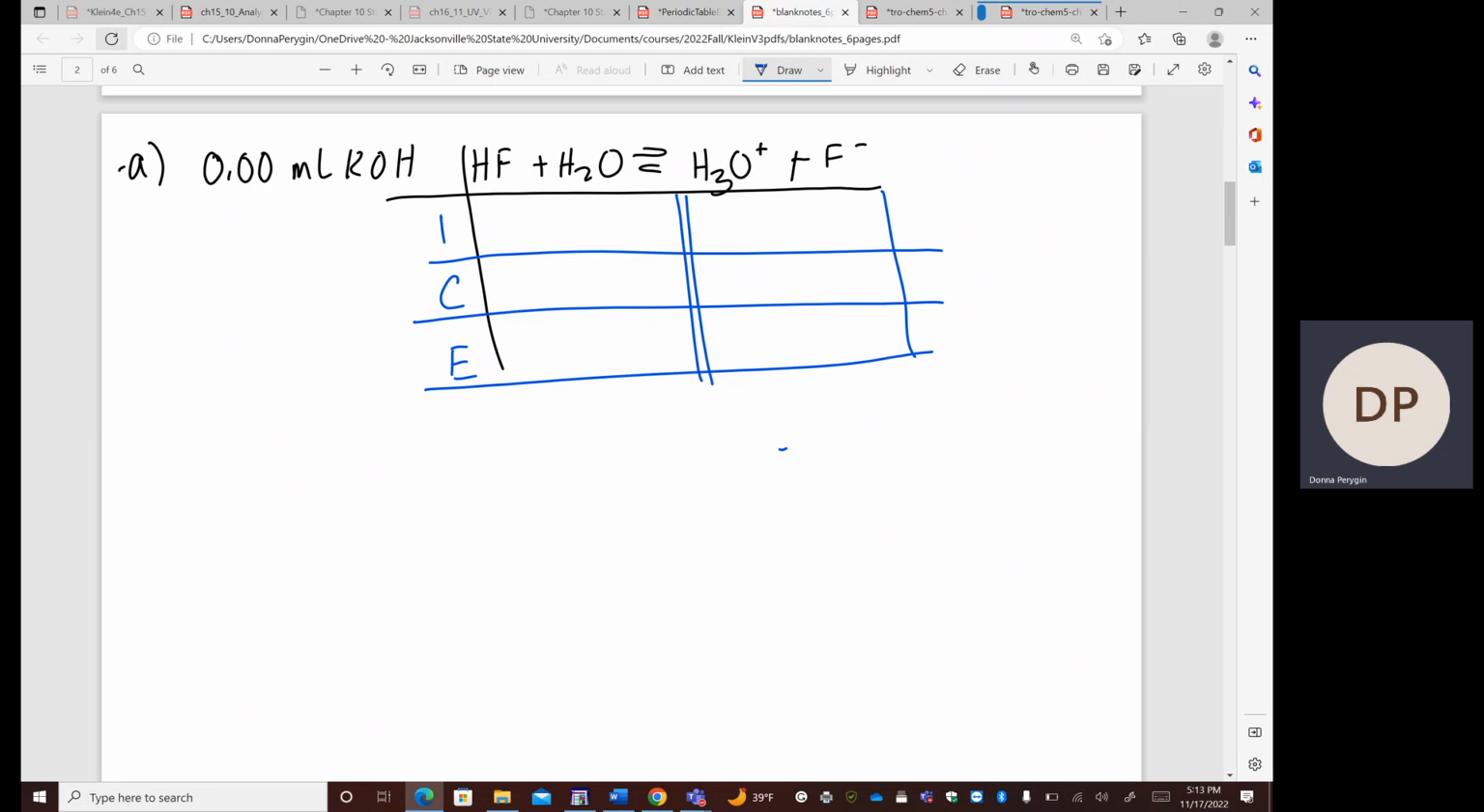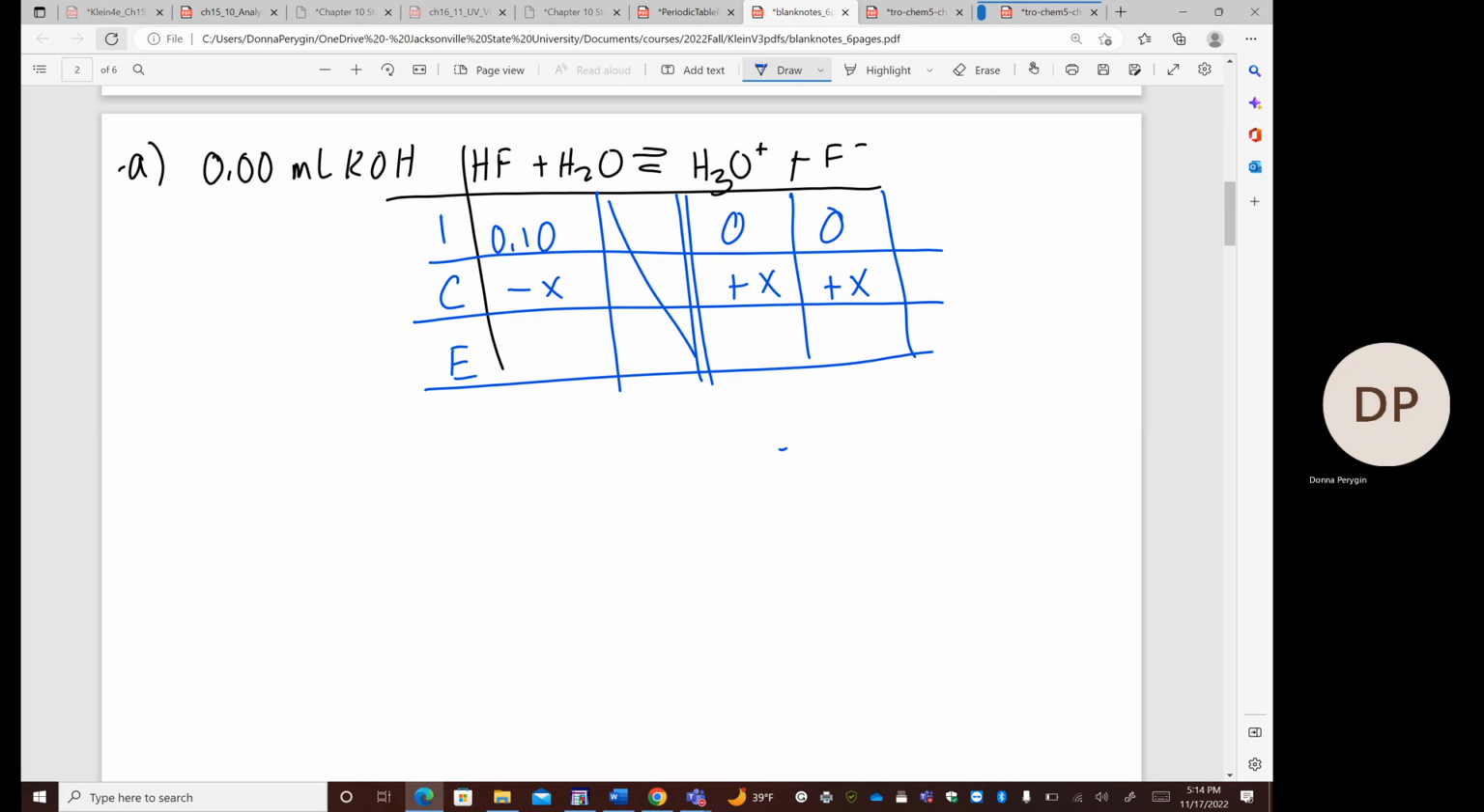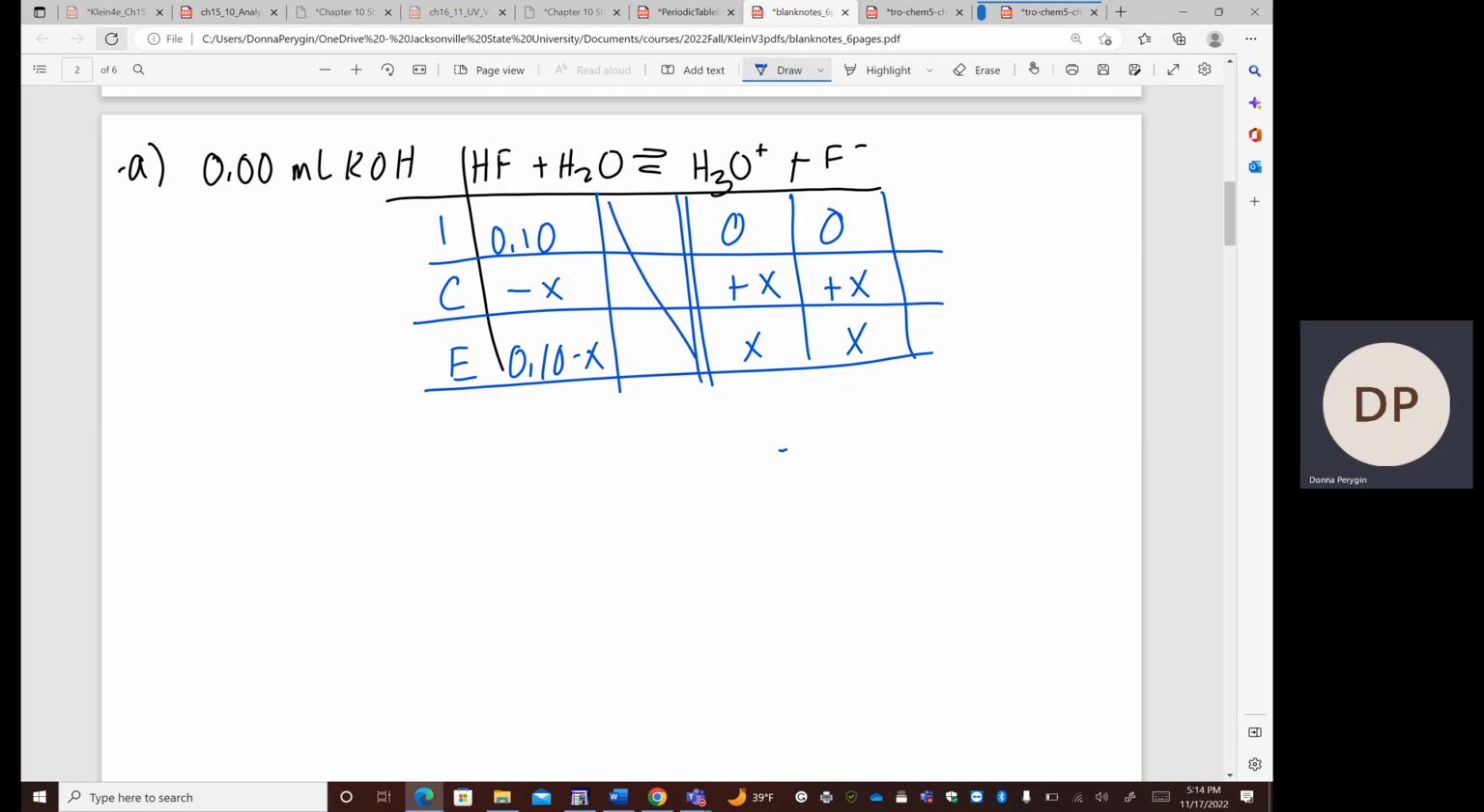And remember, in our ICE table, we start with concentration, not moles. So we have 0.10 molar HF, and 0 of hydronium and 0 of fluoride when we first begin. We're losing X of the HF, gaining X of the hydronium, and gaining X of the fluoride. We don't know exactly how much that is, but it's going to be controlled by our Ka for HF. So at equilibrium, we're going to have 0.10 minus X, X, and X. So let's go ahead and set up our equilibrium expression.